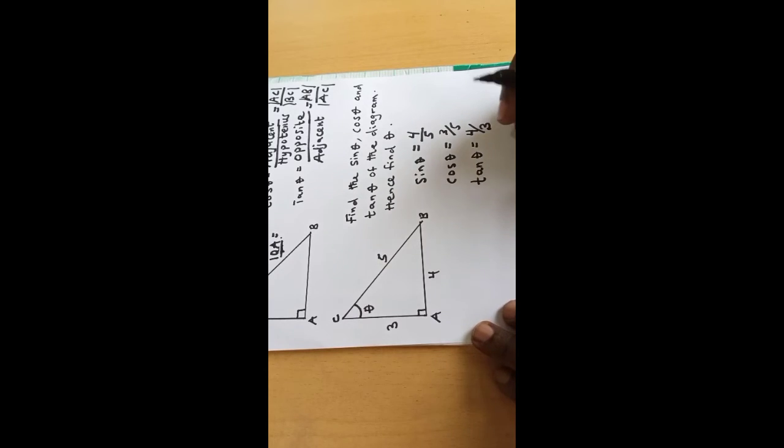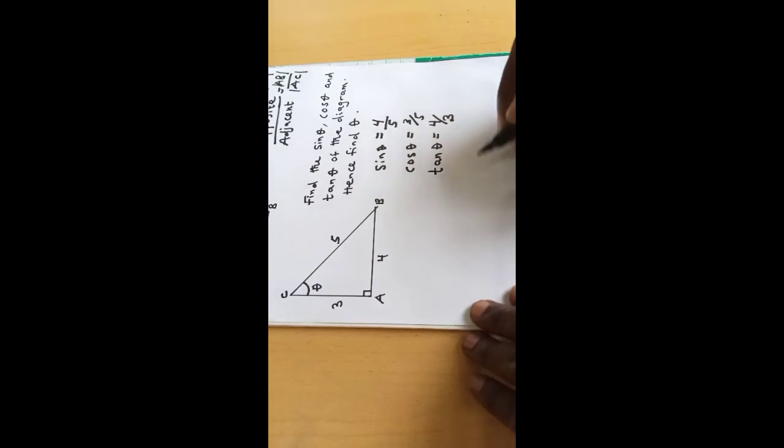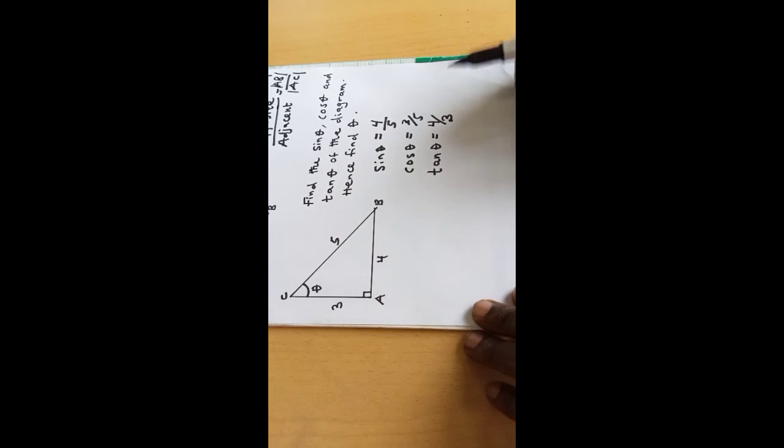But how do we find our angle theta? If you want to find your angle theta and you have sine theta, then you must find the sine inverse of both sides. The sine inverse cancels the sine so that I am left with theta. If I'm using cos, I find the cos inverse of both sides, which cancels the cos, and I am left with theta.